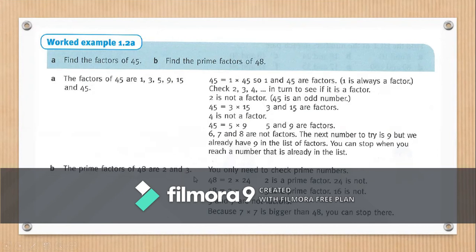Why? 2 multiplied by 24 is equal to 48. 2 is a prime number, so 2 is a prime factor, 24 is not. And 3 multiplied by 16: 16 is not a prime factor, but 3 is. 5 and 7 are not prime factors, not even factors, because the 5 table doesn't have 48 and the 7 table also doesn't have 48, because 7 multiplied by 7 is 49, which is bigger than 48. So only these two are the prime factors.